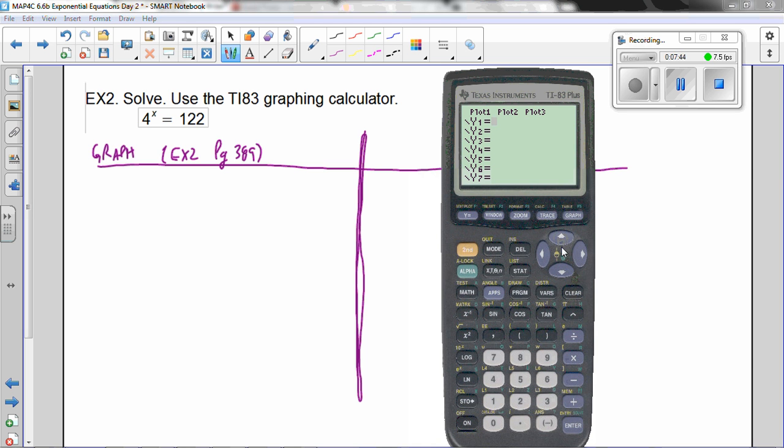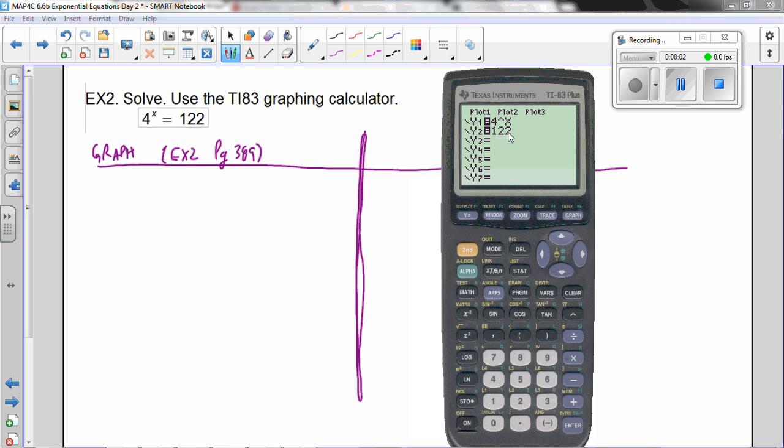And then what we do is we put the left side into one of these, 4 to the exponent x, and the right side into the other one. And we're going to look for when these two different graphs cross, right?